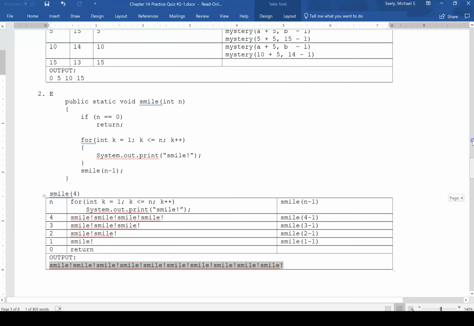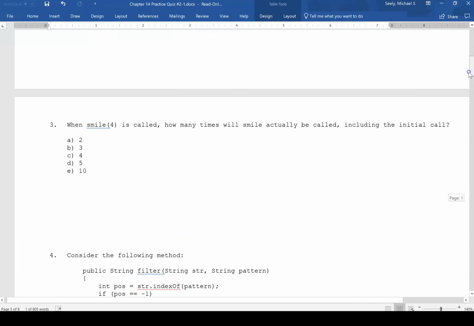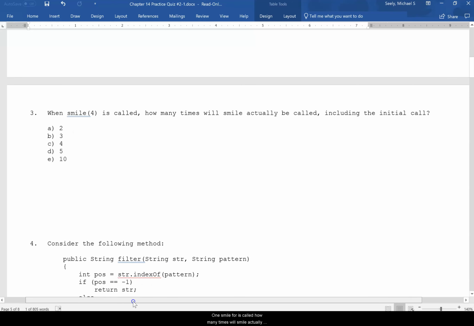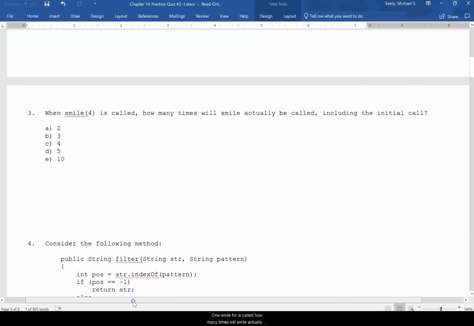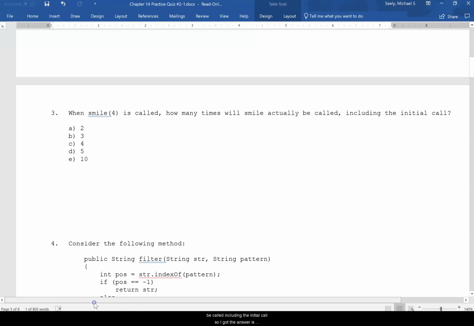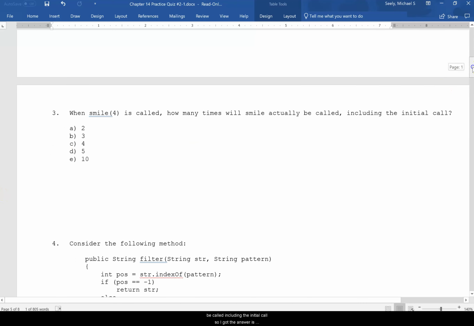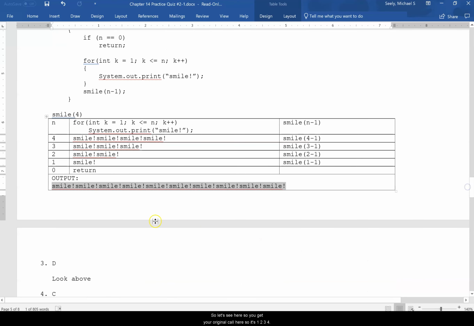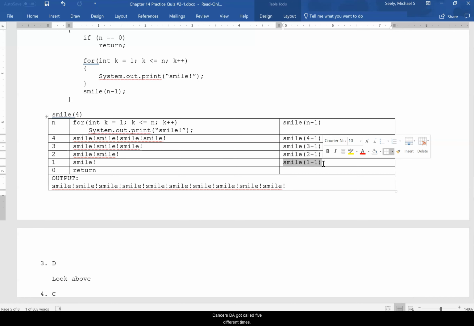3. Let's look and see what 3 asks. When smile 4 is called, how many times will smile actually be called, including the initial call? So I got the answer is D. So let's go through. It says D is 5. So you got your original call here. So that's 1, 2, 3, 4, and then 5. Okay. So the answer is D. It got called 5 different times.